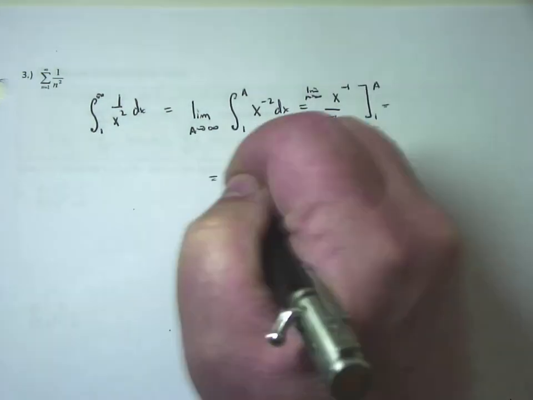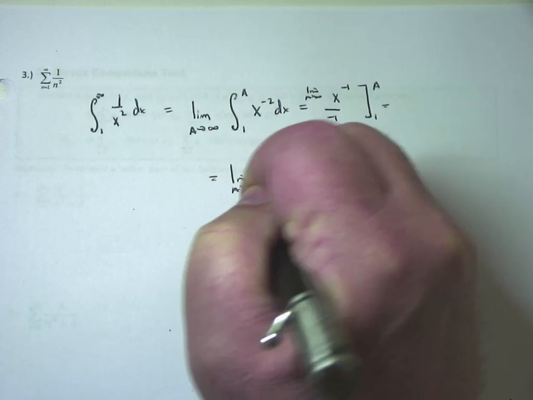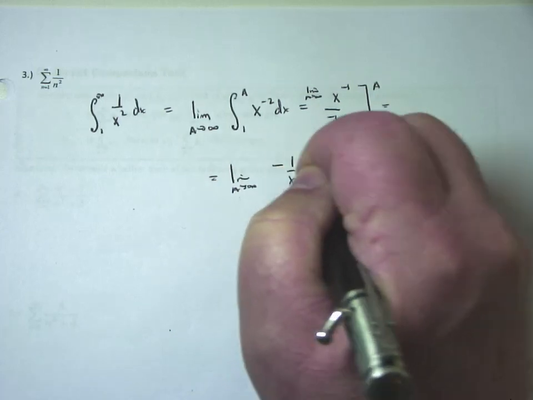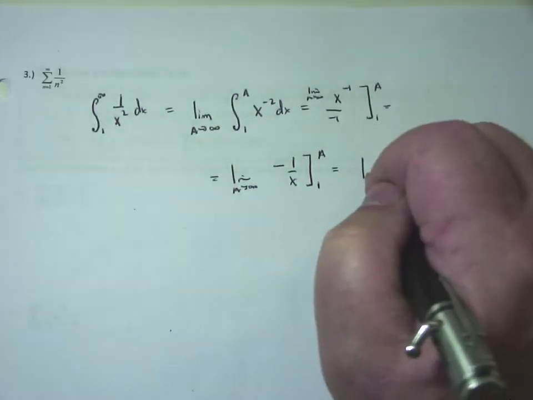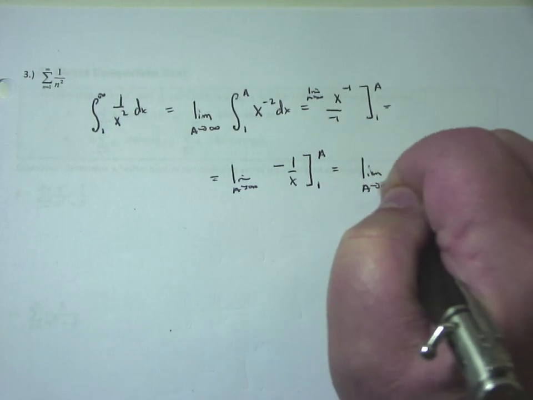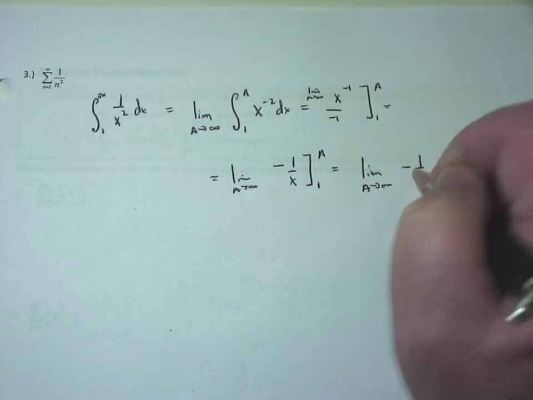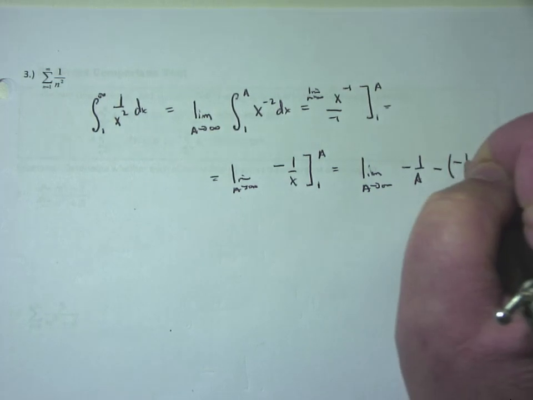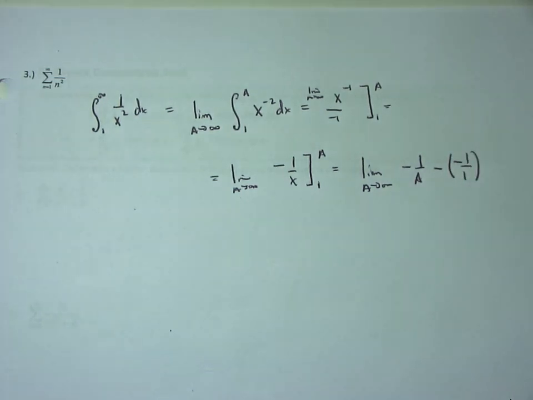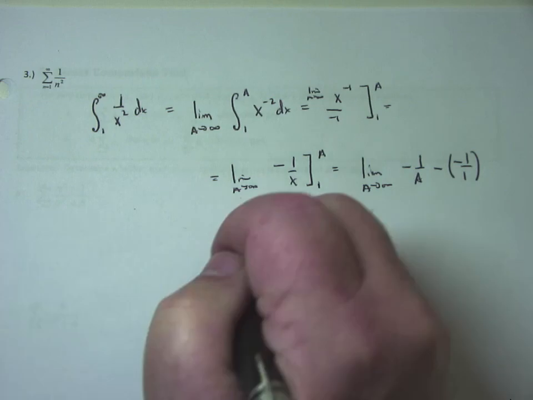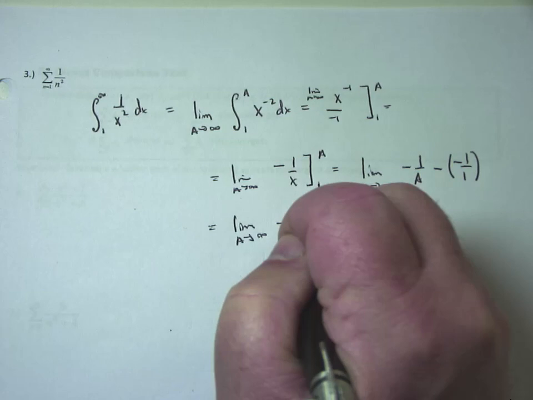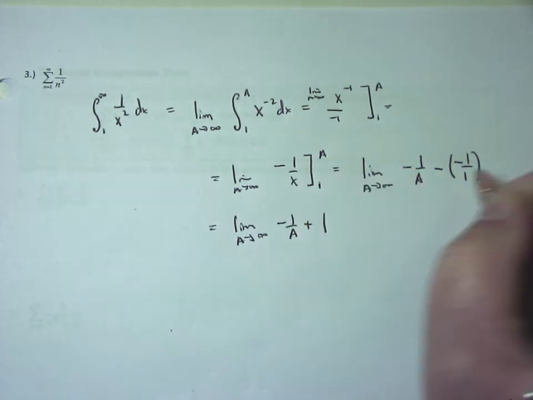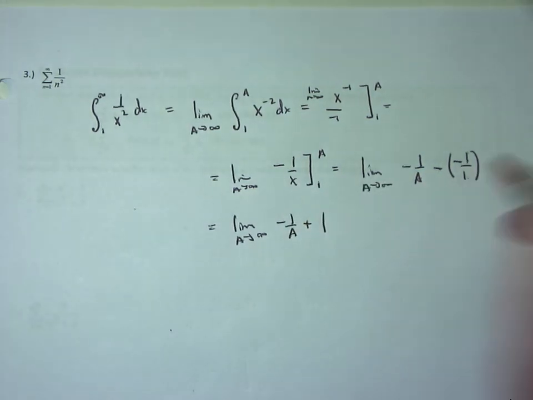So when you clean this up, this is the limit as a approaches infinity of negative 1 over x, evaluated from 1 to a. Now, according to the fundamental theorem of calculus, we evaluate it by plugging in top minus plugging in bottom. This will be equal to the limit as a approaches infinity of negative 1 over a, plugging in the top, minus negative 1 over 1, plugging in the bottom. Cleaning this up, this is equal to the limit as a approaches infinity of negative 1 over a plus 1. A negative 1 over 1 is plus 1.